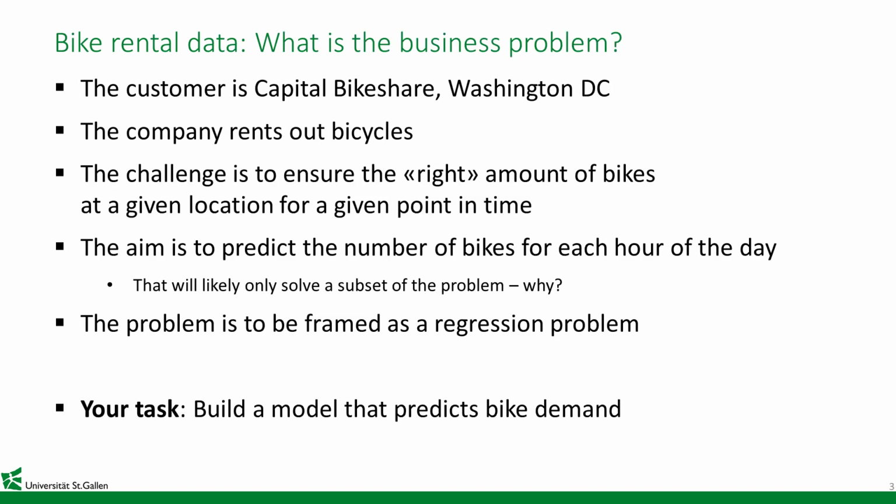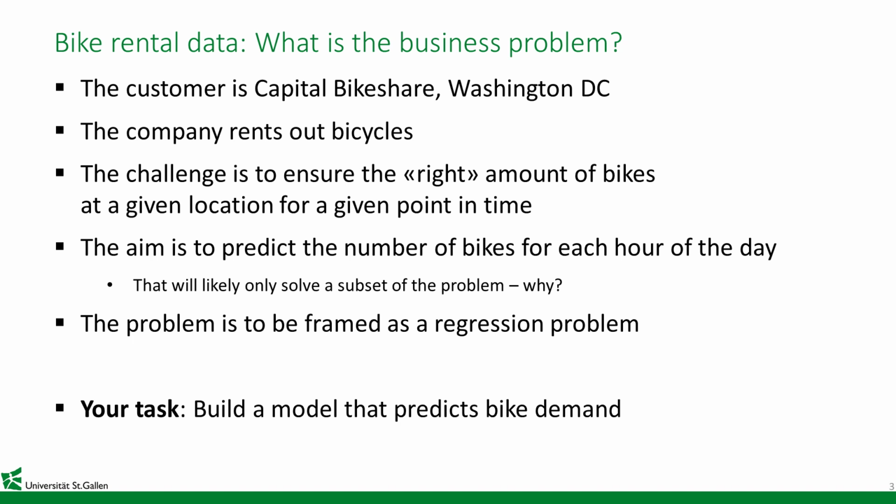Let us first consider the business problem of this bike rental dataset. Now, we have a customer. The customer is called Capital Bike Share, and they are located in Washington, D.C. The company rents out bicycles. The challenge is to ensure that the right amount of bicycles at a given location for a given point in time can be ensured. Because clients want to rent bikes, and if there are no more bikes at that location, they cannot rent it. And so the company loses money because they miss out on clients, right?